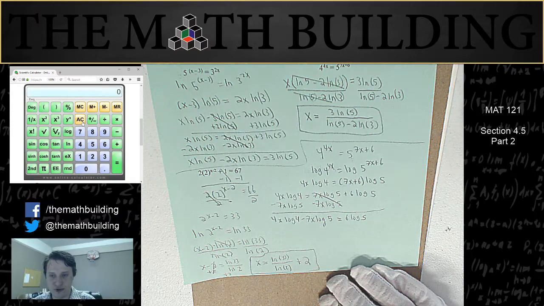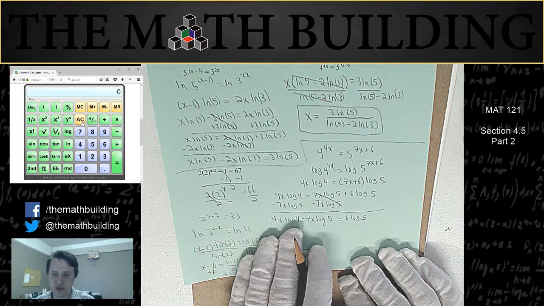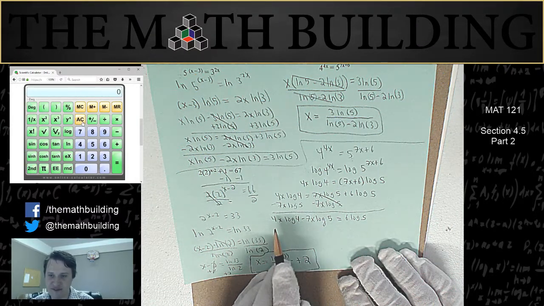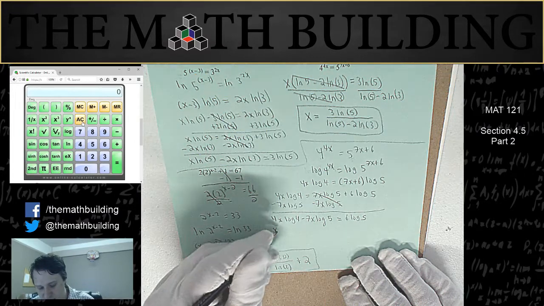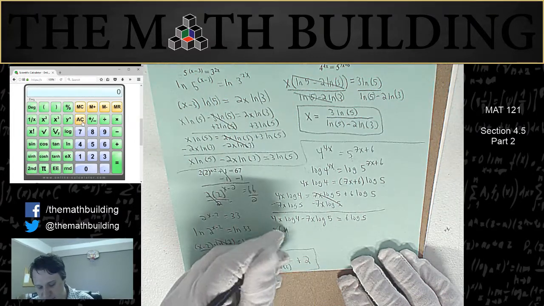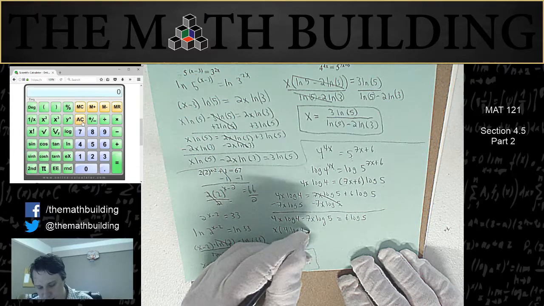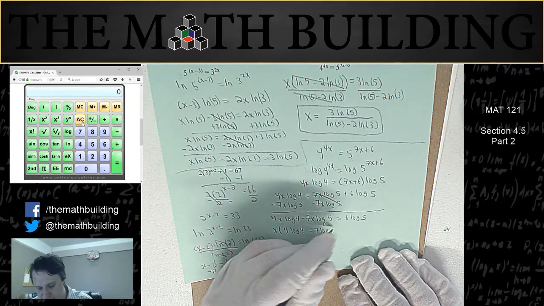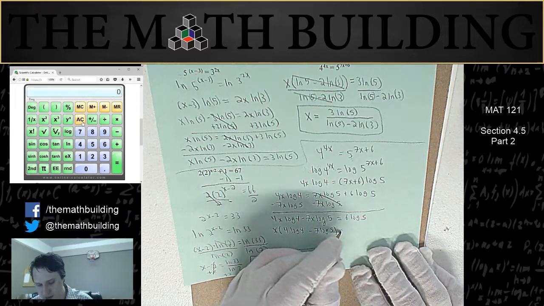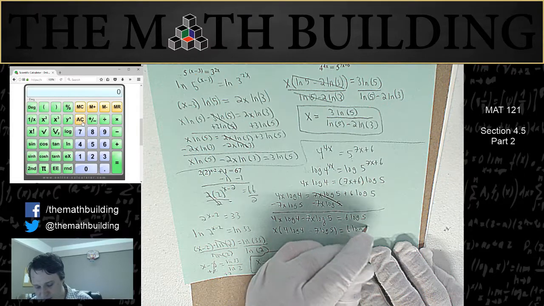And with that, we're 2 steps away. Everything with an x we moved to the left, and so now we can factor that x out. So if we factor it out, we get x times (4 log 4 minus 7 log 5), and we did not do anything to the right side.